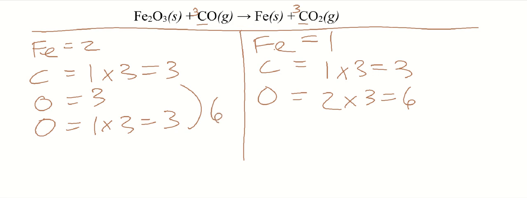Now that's easy because this iron is all by itself. We can make that whatever number we want. Put a 2 there. The coefficients are 1, 3, 2, and 3. It was not an easy one.